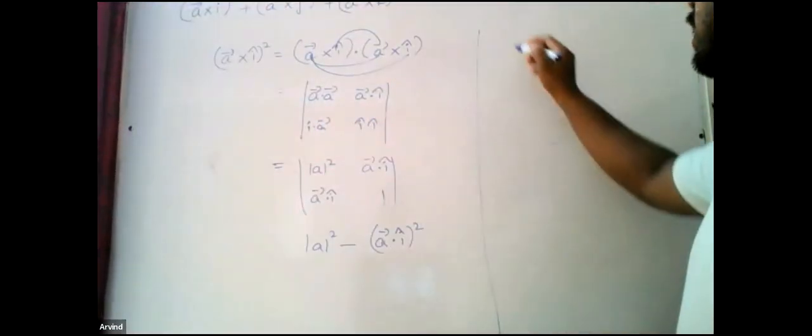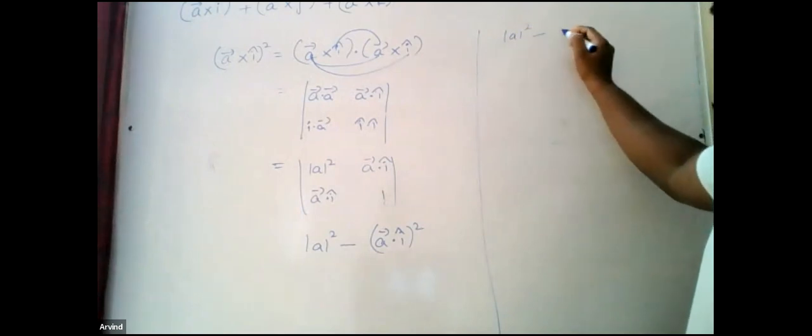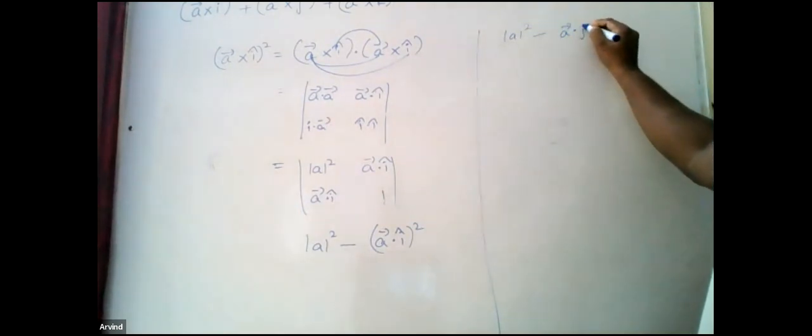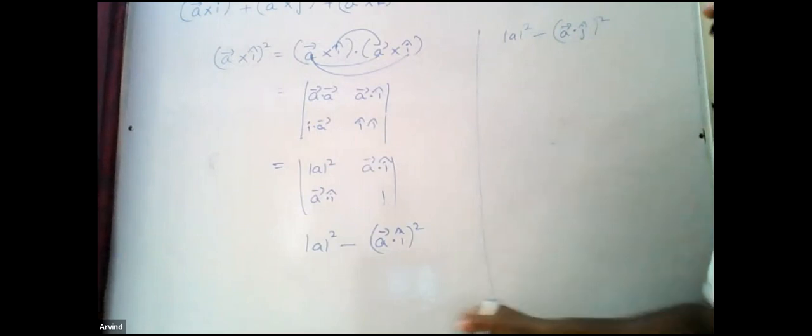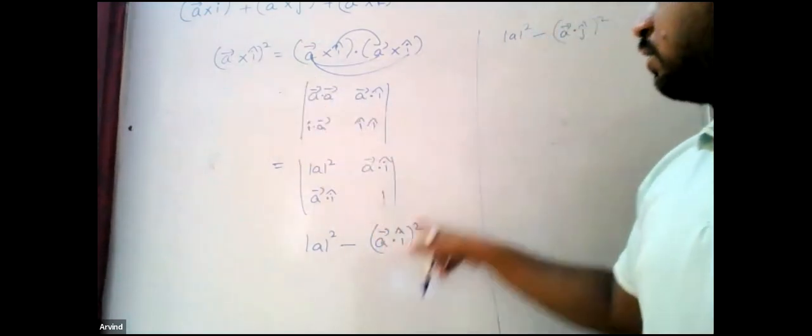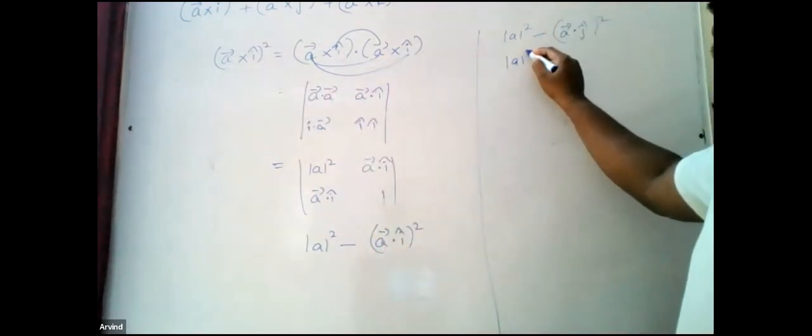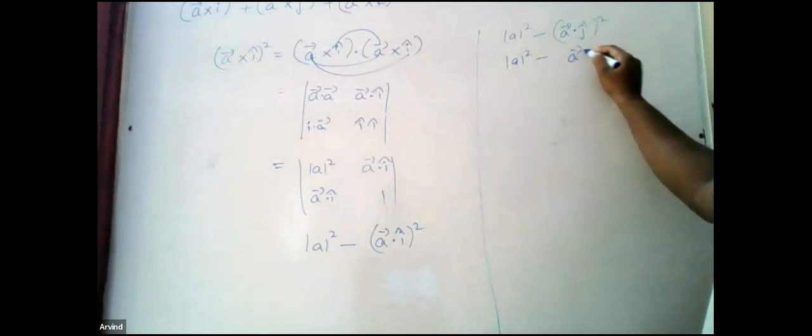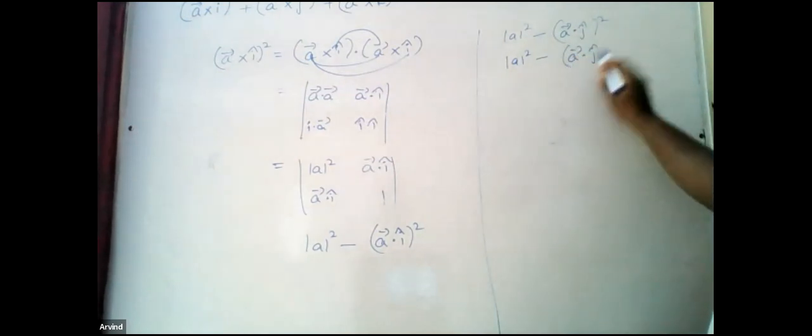Similarly, if I do it for the second one, exactly the same thing. I'll be getting mod a square minus a dot j cap, the whole square. Similarly for k, mod a square minus a dot k cap, the whole square.